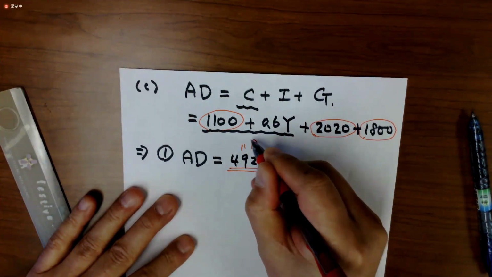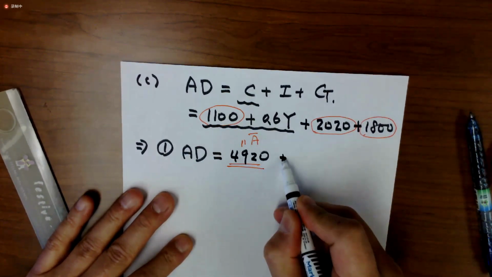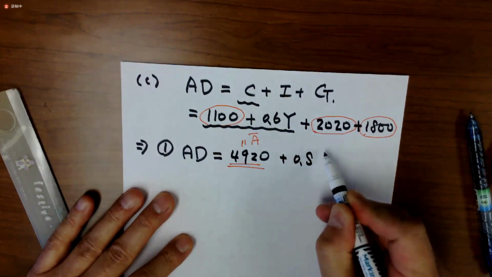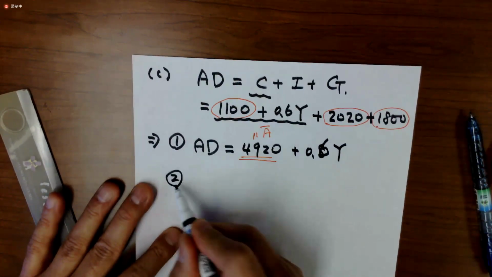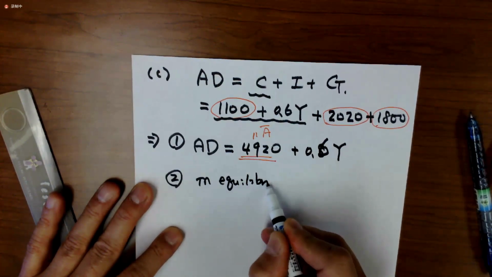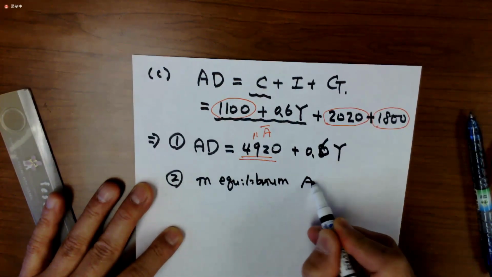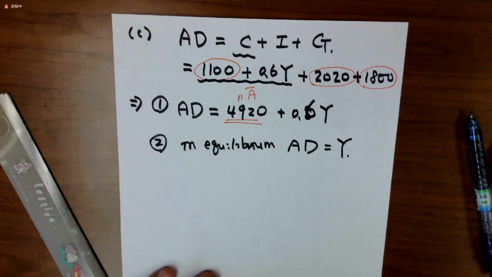Total autonomous spending or expenditure plus 0.6y. Oh, I'm sorry, 0.6y. Second equation, equilibrium: AD is equal to y. Agree? Yeah.